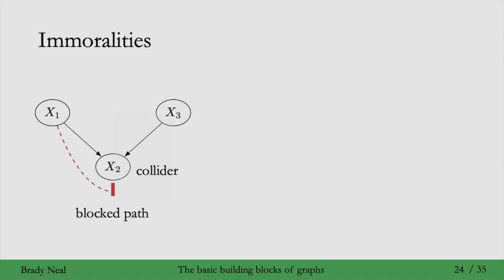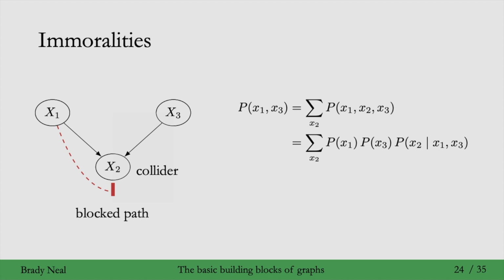And just as we did a proof for conditional independence in the chains and forks, we can do a proof for unconditional independence here with immoralities. So we start by just marginalizing out x2. And next, we're just going to use the Bayesian network factorization. So the root nodes in the graph, that's the nodes that don't have any parents, x1 and x3, show up in their own factors without anything conditioning them. And then we have a p of x2 given x1, x3 because x1 and x3 are x2's parents.